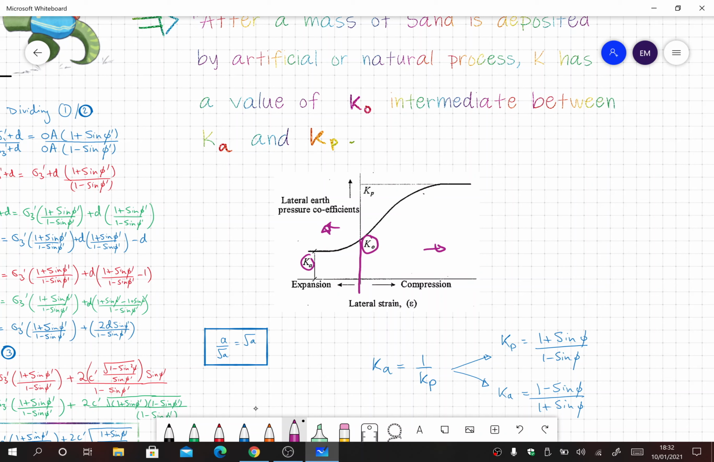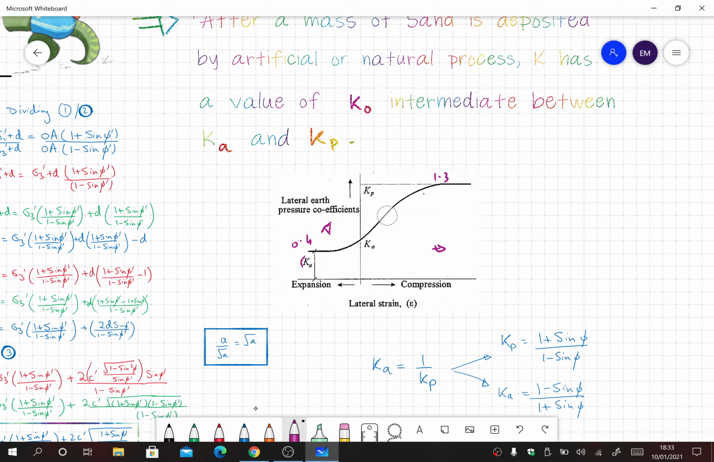So K naught value, for example, is not really fixed. If K naught is, let's say, 0.7, then Ka will be maybe 0.4 and Kp would be maybe 1.3. So this is a little comparison, but it's not necessary. It can be anything, but this is how the values would change from each other.